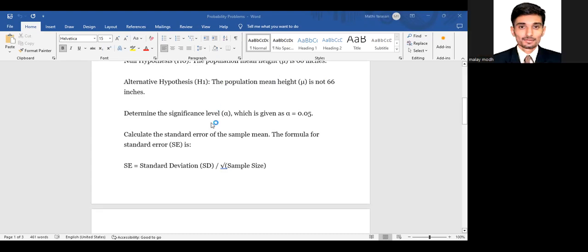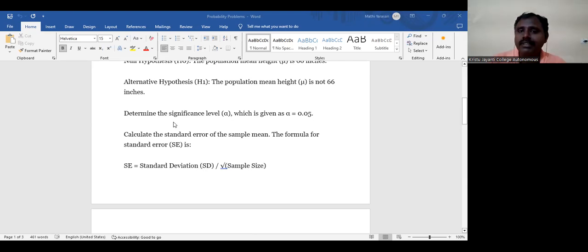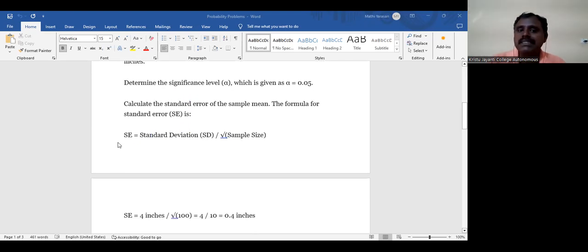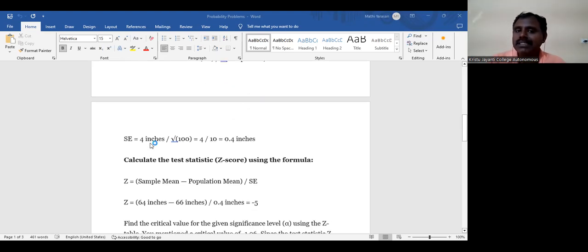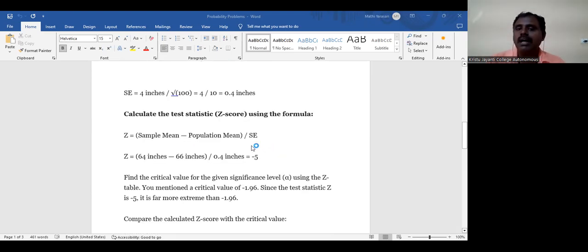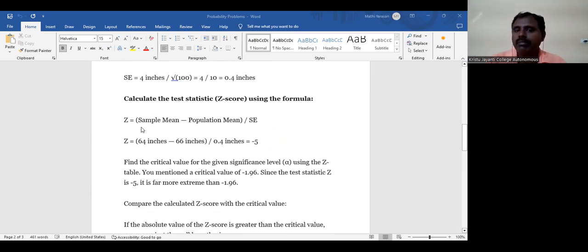Yes, sir. Then after that, we have to find the standard error value using this formula: standard deviation divided by square root of sample size. The standard deviation they gave is 4 inches and the sample size is 100. The square root of 100 is 10, so the standard error is 0.4 inches. After that, we calculate the Z value using the formula: sample mean minus population mean, divided by standard error.